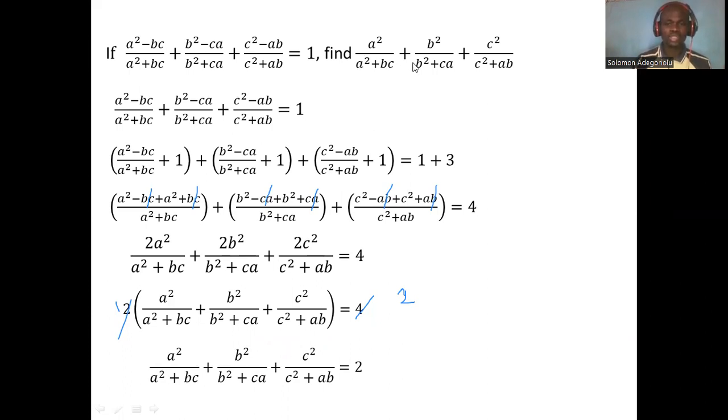Looking at the question, it says we should find a²/(a² + bc) + b²/(b² + ca) + c²/(c² + ab), and we can see that this is equal to 2. So this is the end of today's solution.